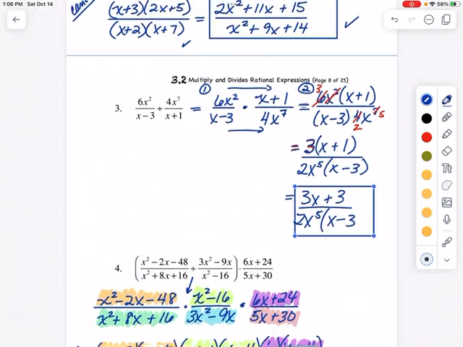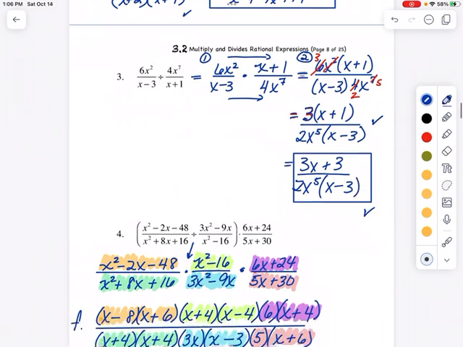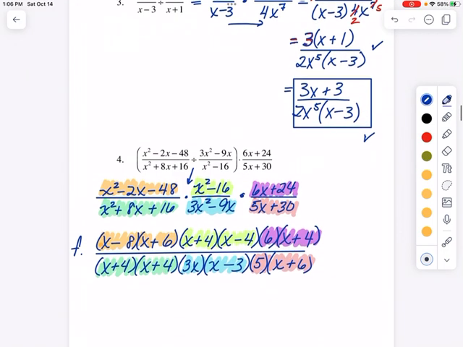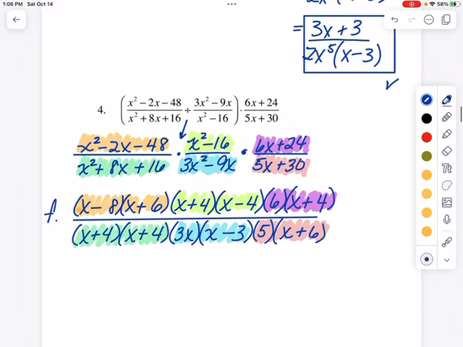Okay, that's example number 3. And as I said, there are times where it's fine to leave it in factored form. In fact, sometimes that factored form is a little more helpful. Then we have example number 4, where we have this long thing going on, but don't be intimidated by that. Just take it apart a bit at a time.